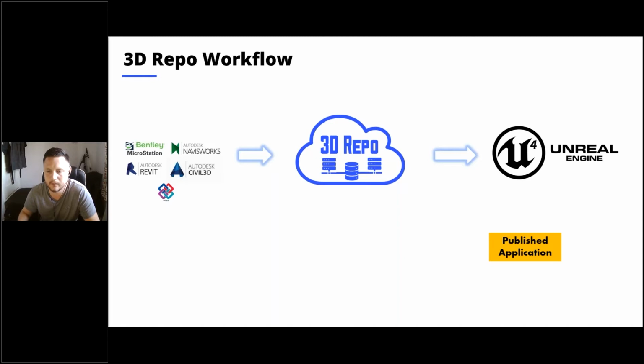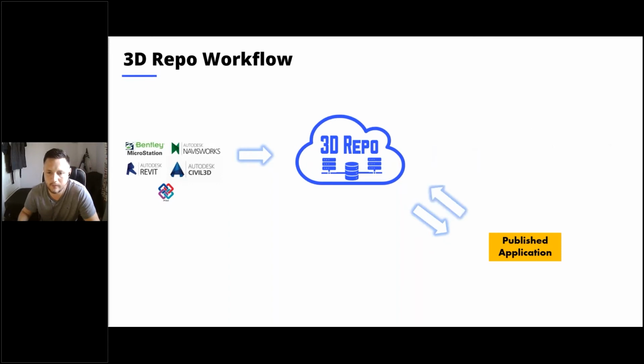So we can send out a blank published application with no data, very lightweight, and it can go back and pull it at runtime from 3D Repo. The advantage of that being when anything changes, we can remove Unreal Engine from the workflow a little bit, and your users can just pull directly from 3D Repo any of the projects that they have there. And I'll go into a bit about how that works in a minute.